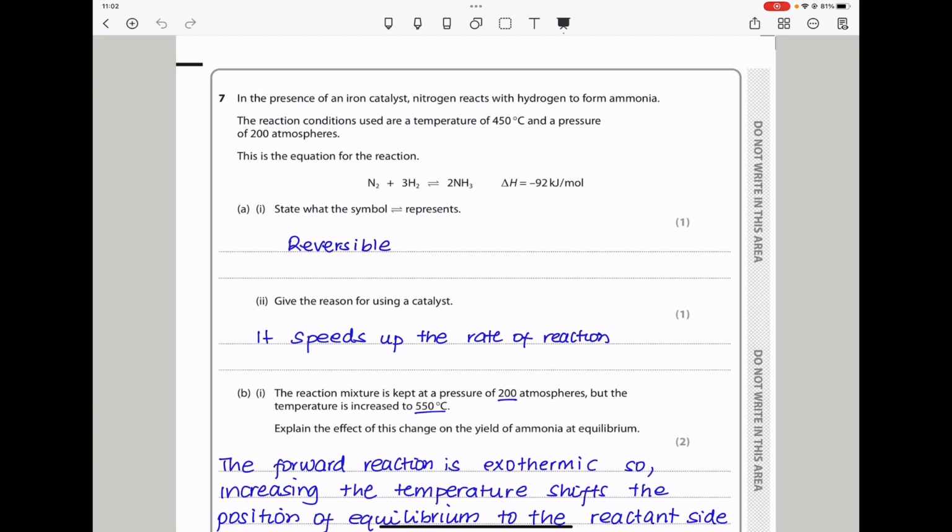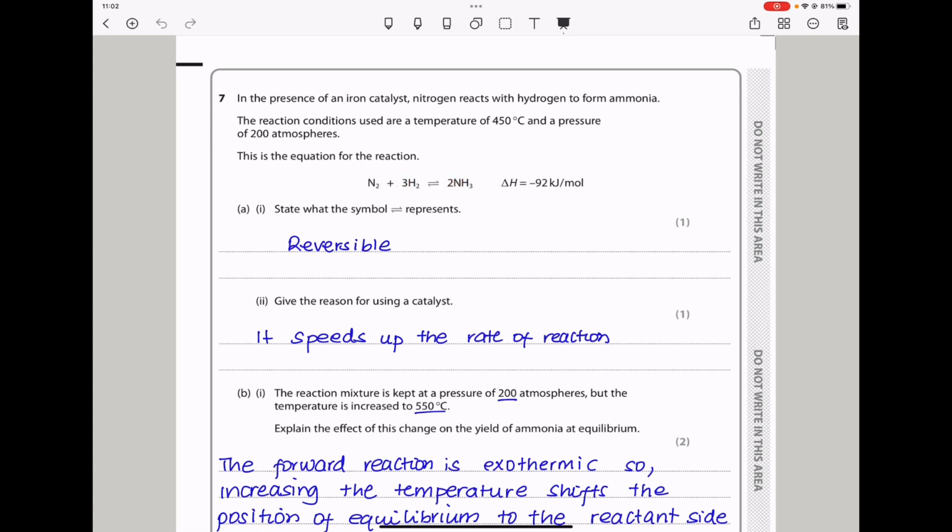Question 7. In the presence of an iron catalyst, nitrogen reacts with hydrogen to form ammonia. The reaction conditions used are temperature of 450 degrees Celsius and a pressure of 200 atmospheres. This is the equation for the reaction. We have nitrogen reacting with hydrogen to produce ammonia, and it's a reversible reaction.